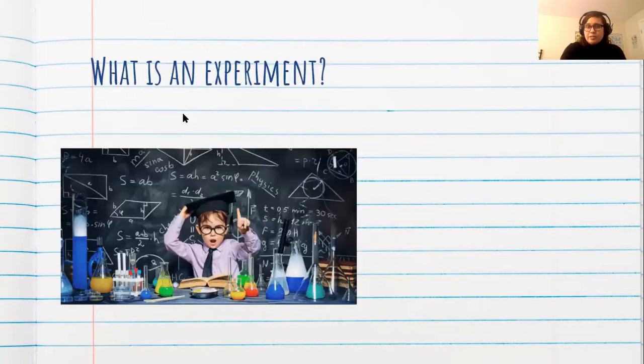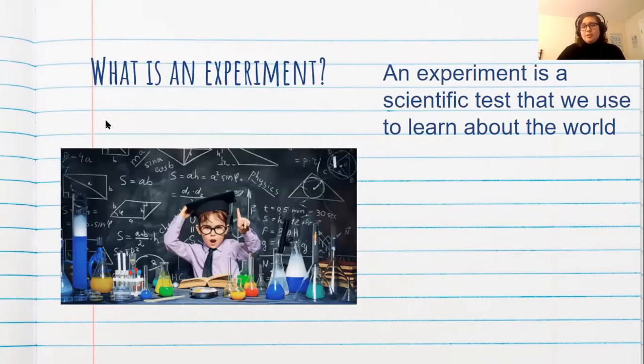So the first question we're going to answer is, what is an experiment? And an experiment is a scientific test that we use to learn about the world. So what you're going to do in your notes, right next to where you wrote down the question, what is an experiment, you'll write down the explanation that we provided. So I'm going to write an experiment is a scientific test. So you can see how in my notes now, I have the question here and the answer here.